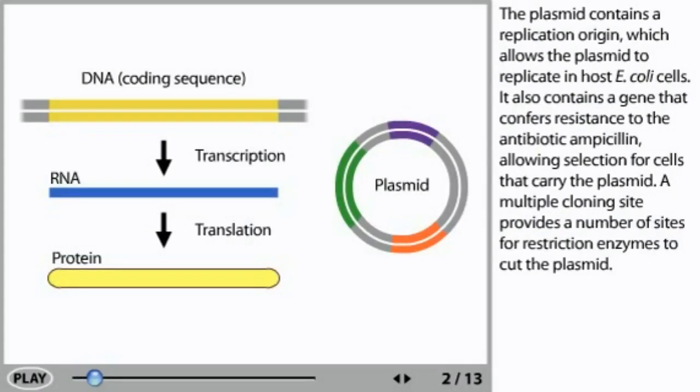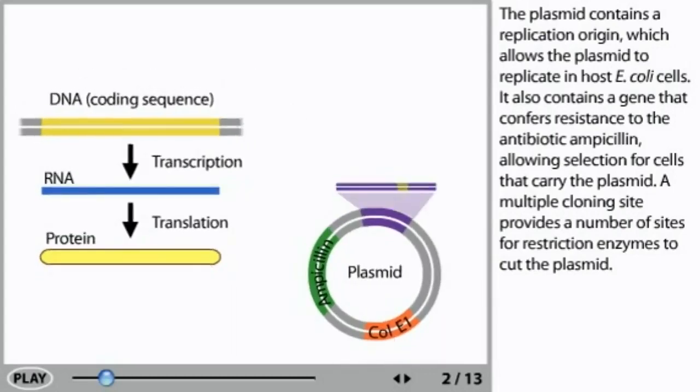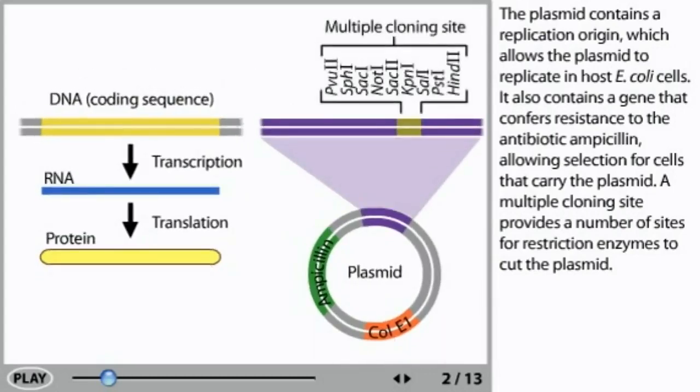The plasmid contains a replication origin, which allows the plasmid to replicate in host E. coli cells. It also contains a gene that confers resistance to the antibiotic ampicillin, allowing selection for cells that carry the plasmid. A multiple cloning site provides a number of sites for restriction enzymes to cut the plasmid.